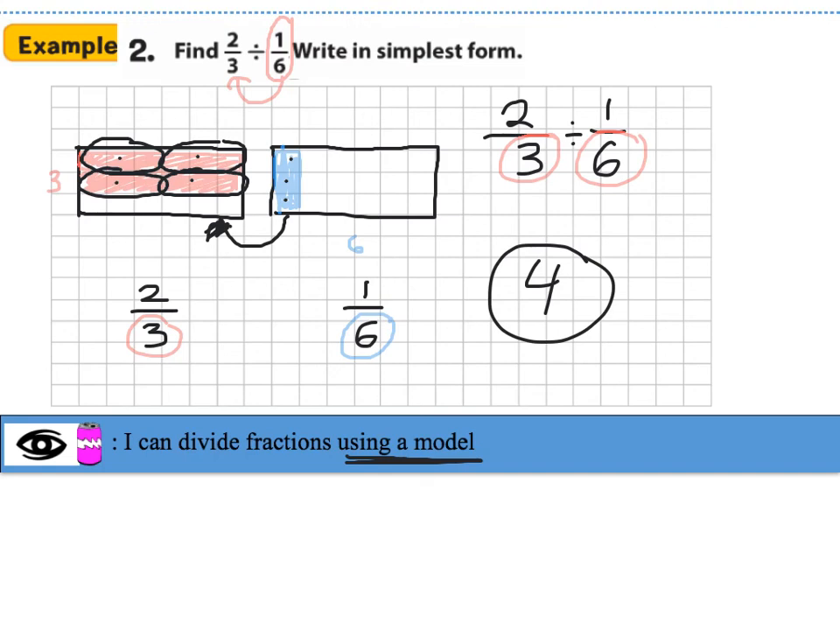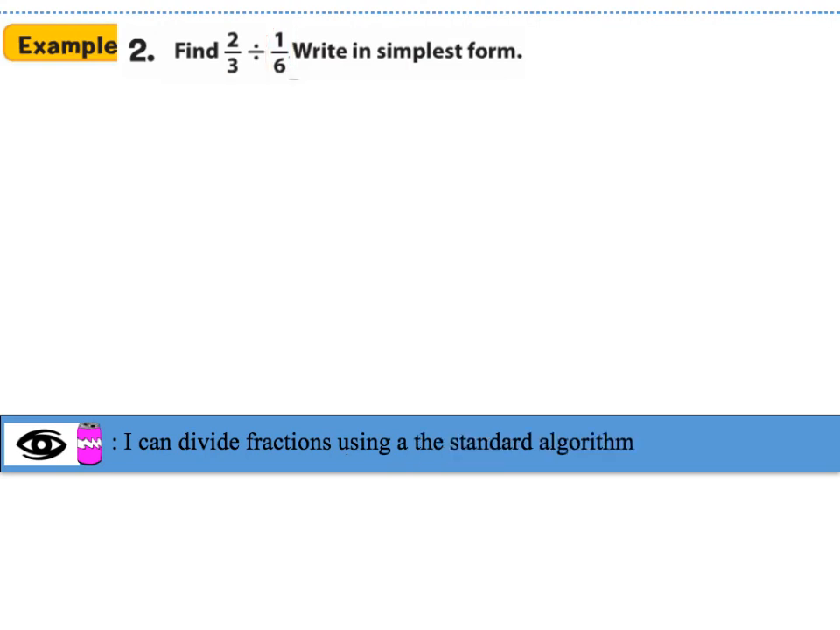So 1/6 goes into 2/3 4 times. So here's another example too. It's the same example as the one we did last, but now we're going to solve this problem using the algorithm.